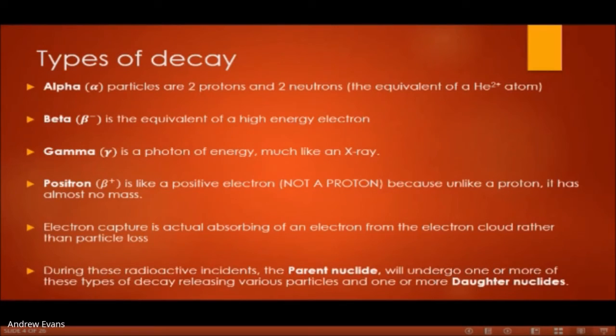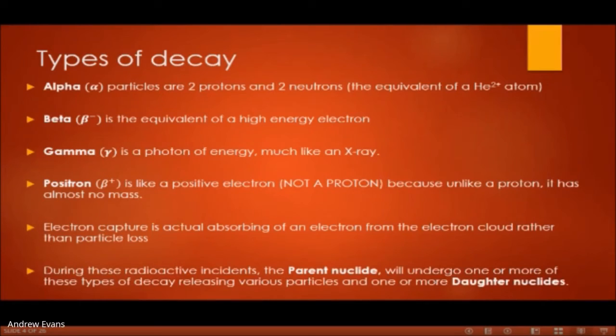So a new thing is a positron. If a beta was like an electron, the positron, which is beta plus, is like a positive electron. It's not a proton, because unlike a proton, it has almost no mass. Proton would be like 1 charge, 1 proton. If you put in the atomic number, it'd be 1/1. Well, a positron would be 0/1. It'd be like losing no mass, but losing the part of a proton.